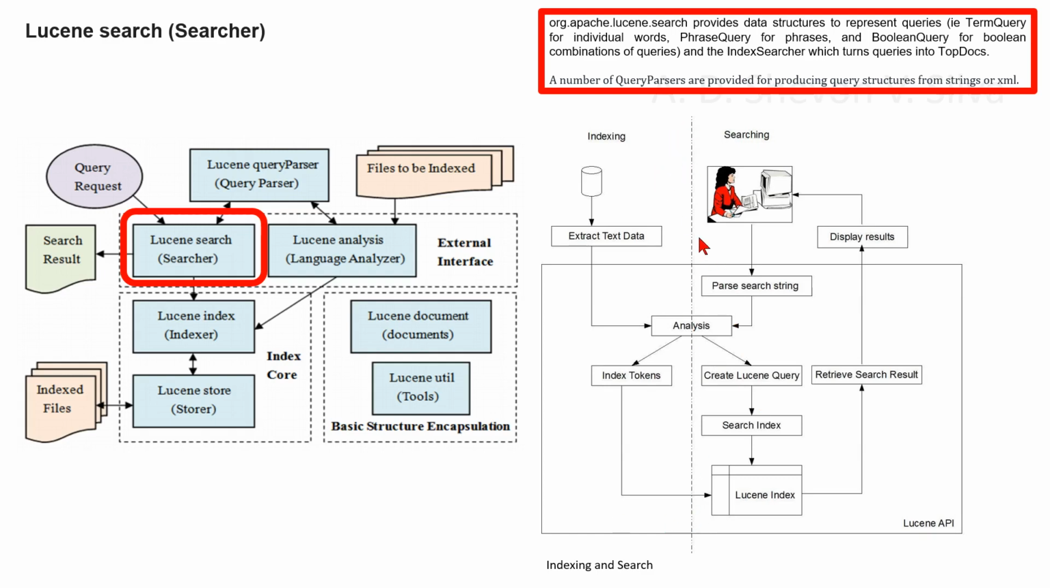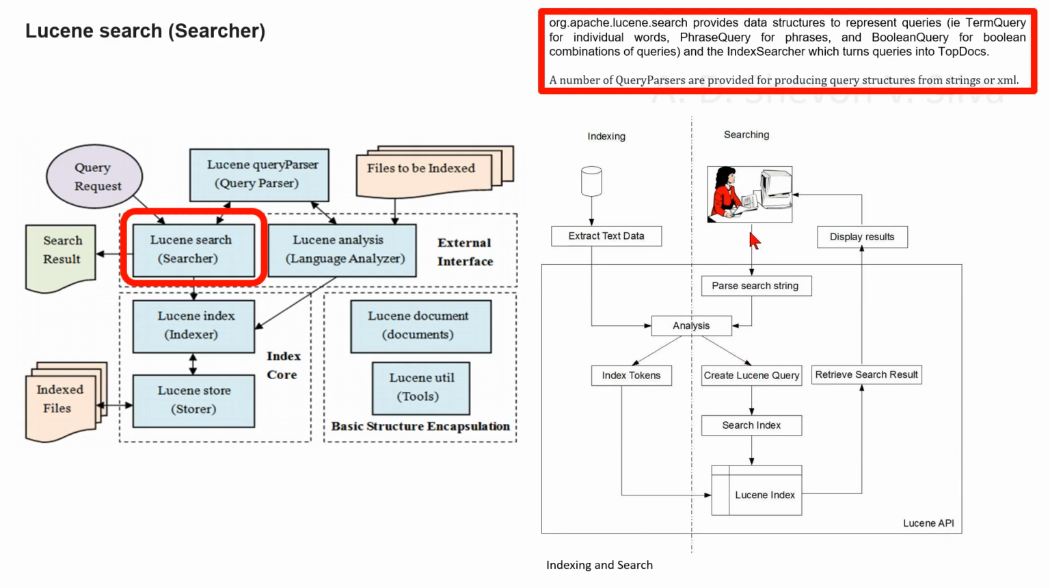Here you can see indexing on the left side and searching on the right side. In indexing, it's connected to extract text data, and extract text data is connected to analysis. Analysis is connected to the index tokens, and index tokens are connected to the Lucene index. Here the extract text data, analysis and index tokens are in indexing. In searching, pass search string and analysis, create Lucene query, search index and Lucene index, and retrieve search result and display results are in searching. And here the pass search string, analysis, index tokens, create Lucene query, search index, Lucene index, and retrieve search are inside the Lucene API.